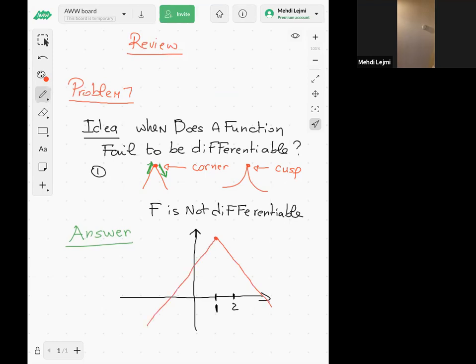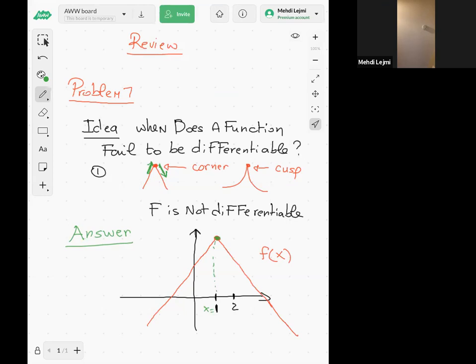Right. So this function f of x here, of course it's continuous at this point, at x equal to one. Here, this function is continuous because at x equal to one, there is no jump or a hole. So it's a continuous graph. So this function f is continuous at x equal to one, but of course it's not differentiable because we have a corner at x equal to one.